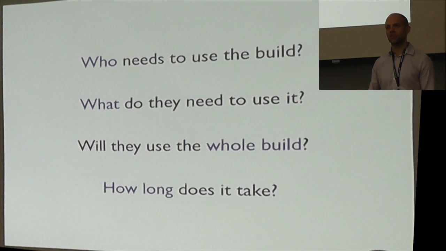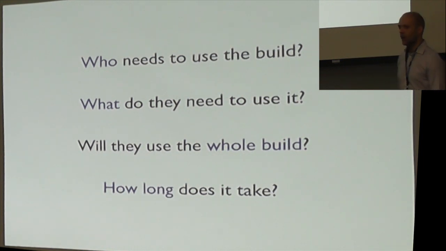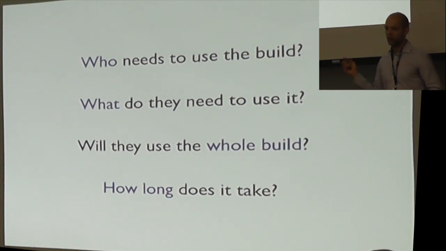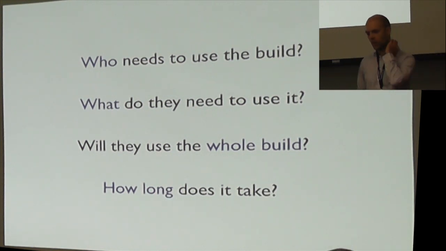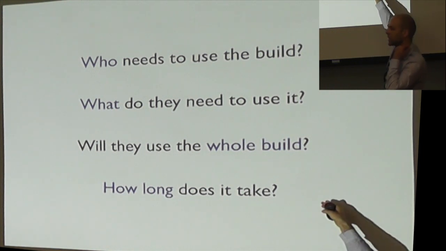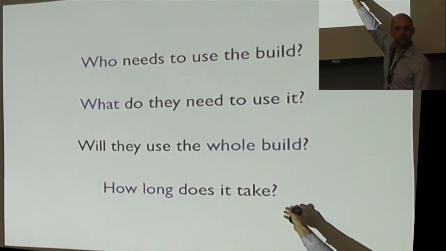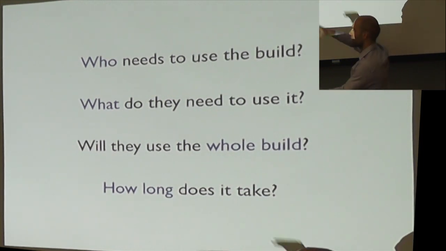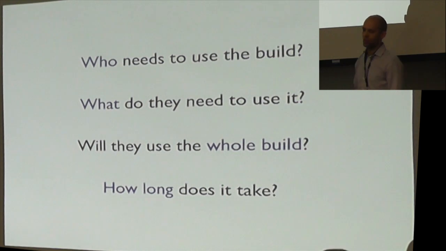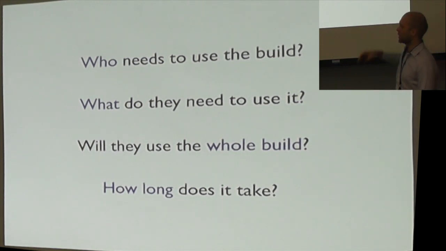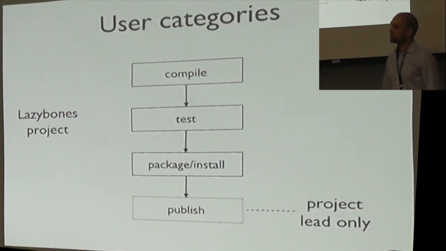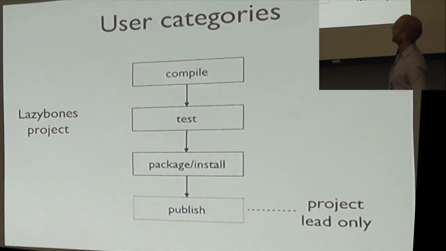Do they need to set up all sorts of subsystems? Will they be using the whole of the build? How long does the whole thing take? Do you need a wiki page to explain how to run your build? Which probably means you've got a bunch of manual steps in there. How long is that wiki page? These are important questions. Every time you've got a long wiki page, you're actually making it harder for people to build your software. So thinking about who is going to be running my build, think about user categories.